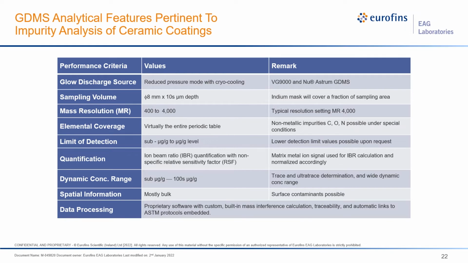And it has an elemental coverage of virtually the entire periodic table. For non-metallic impurities such as carbon, oxygen, and nitrogen, it is possible under special conditions because you have to lower the background. And it has detection limits in the sub-microgram per gram, or sub-ppm, levels. I wanted to point out that lower detection limits or reporting limits are possible based on special request. We can optimize testing parameters such as the mass resolution as well as the integration time. Its quantification is based on ion beam ratios and nominal ISF values. And it has a pretty broad dynamic concentration range for detection of trace and ultra-trace elements. Mostly the information is bulk, but it's possible to detect surface contamination.